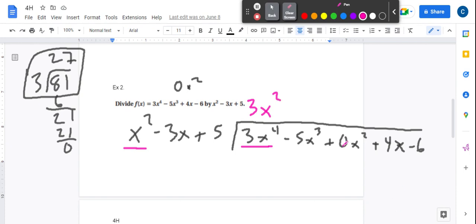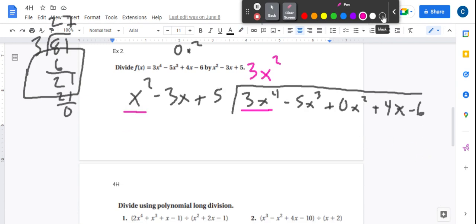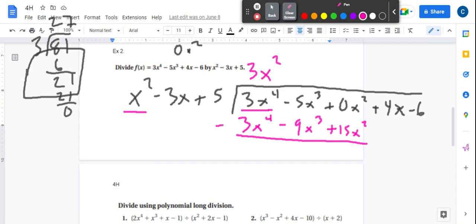All right. So now what we're going to do is multiply this whole thing by 3x squared. Okay? Multiplying this whole thing by 3x squared. So x squared times 3x squared is 3x to the fourth. Negative 3x times 3x squared is negative 9x cubed. And then 5 times 3x squared is 15x squared. So we're going to pull this down and subtract.